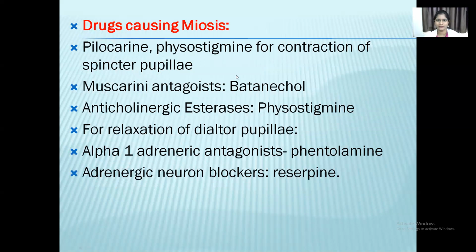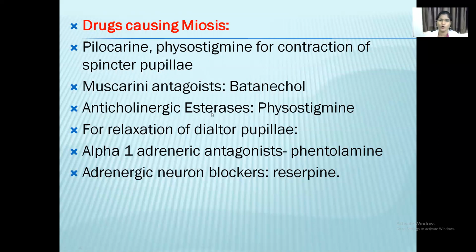Then what are the drugs which cause miosis? Pilocarpine, physostigmine. These drugs cause constriction of the pupil, via the circular muscles or sphincter pupillae, which is reversed by muscarinic antagonists like bethanechol.